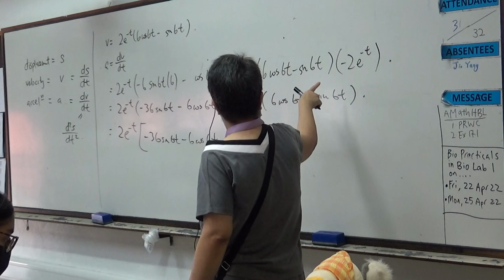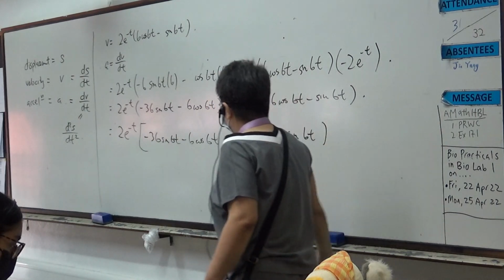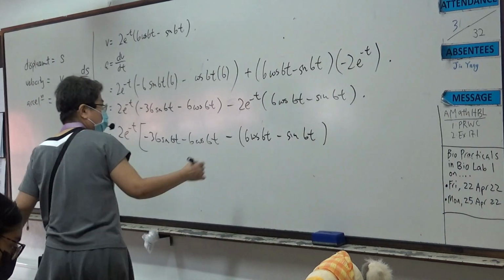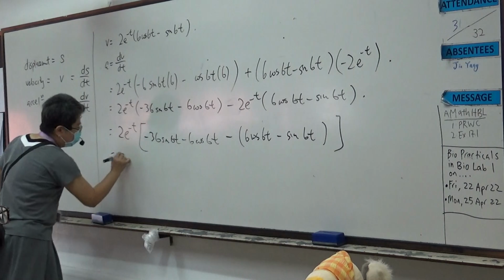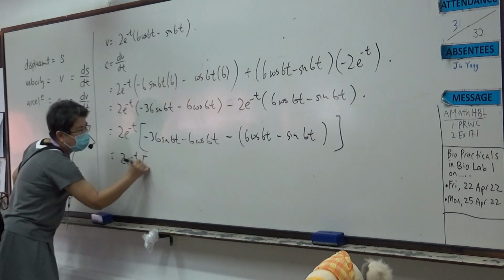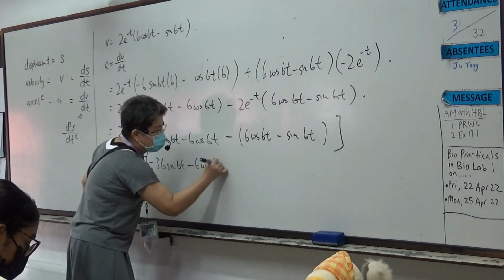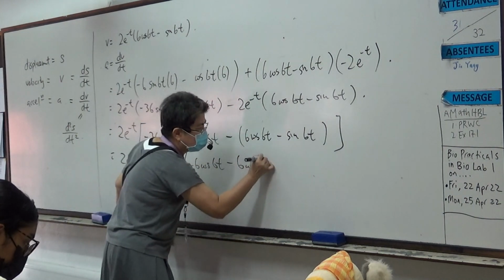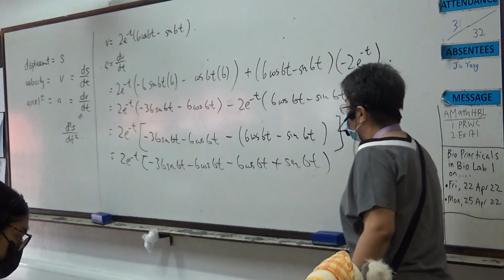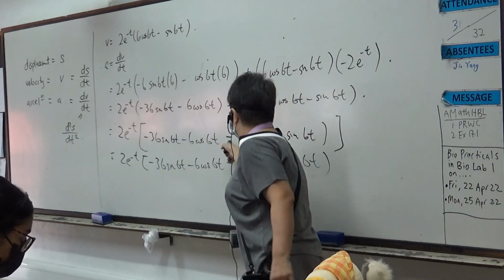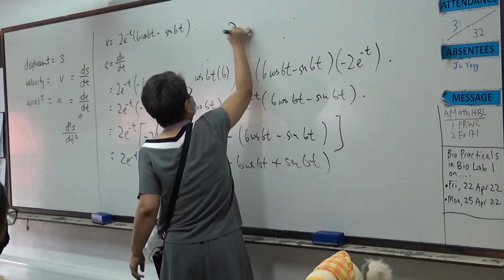Wait, I made a mistake. Did I make a mistake? So far I cannot see any mistake. I don't know whether there's a mistake. Okay, let's take a look here. 2e minus t minus 36 sine 6t minus 6 cosine 6t minus 6 cosine 6t plus sine 6t. Am I right? Minus then plus, correct?